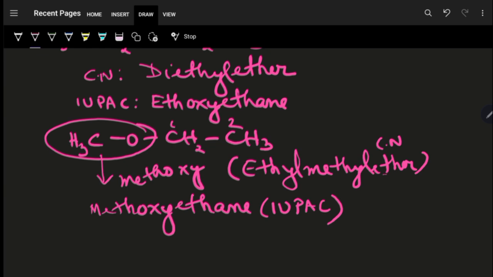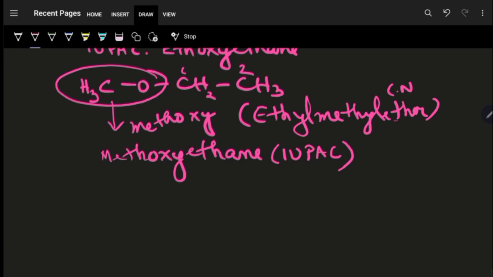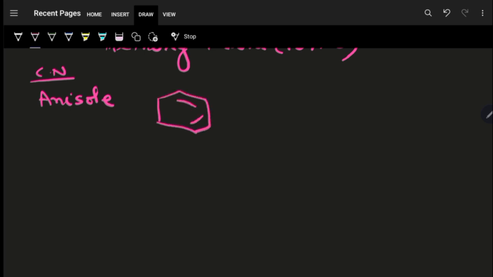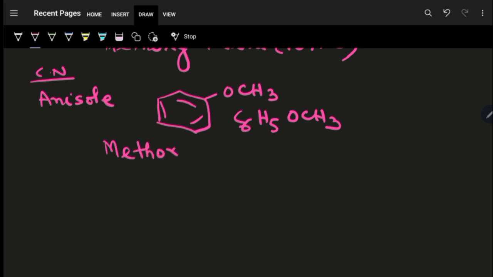Now, after this, suppose some common names which are actually very common. Let us see. One such common name is anisole. Very often used. Anisole is a benzene ring having OCH3. So I can say C6H5OCH3 is anisole. Here I can name it as methoxybenzene. Anisole is methoxybenzene, and this is your methoxy.